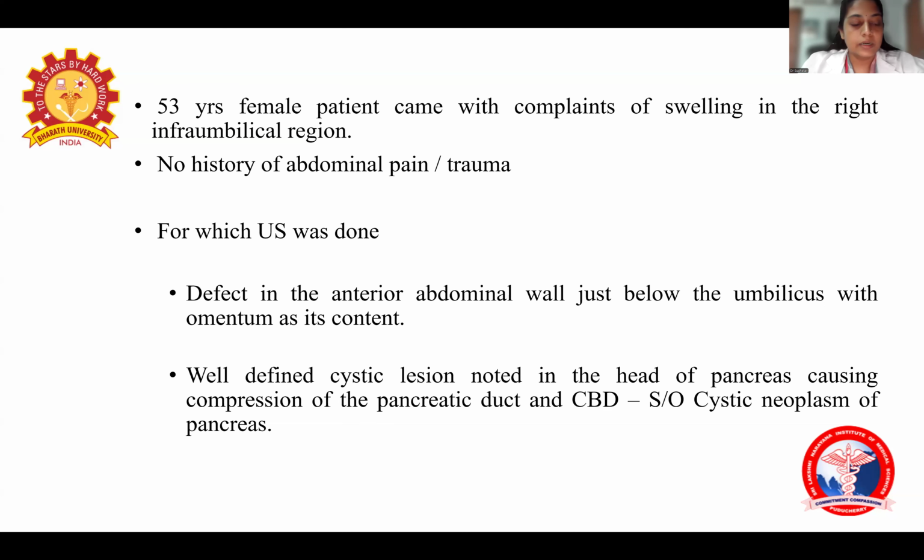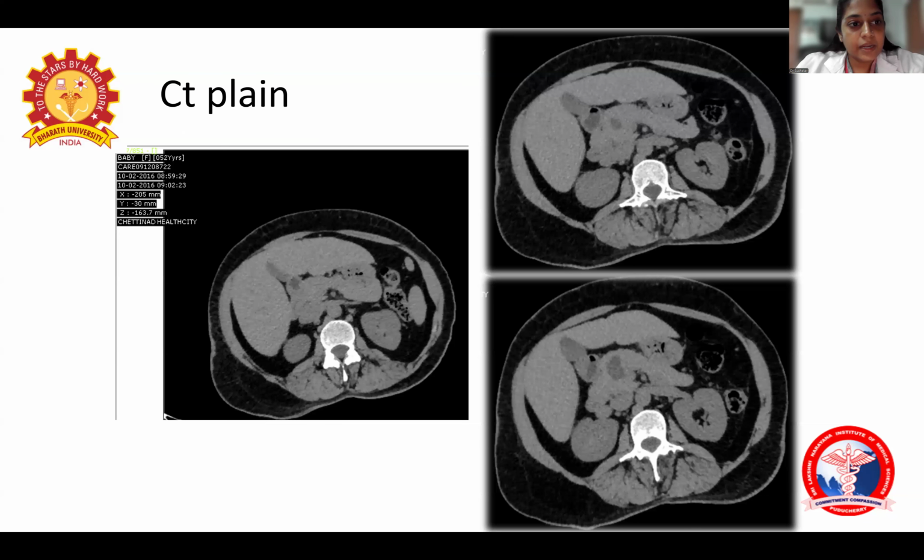So this is not our concern for this specific case. We also had a well-defined cystic lesion noted in the head of the pancreas, which was compressing the pancreatic duct and the CBD. So we were thinking in terms of a cystic neoplasm. Then we asked the patient to get a CT done.